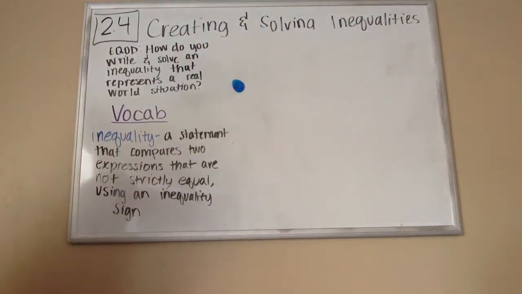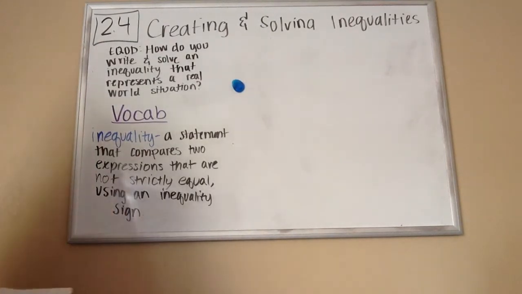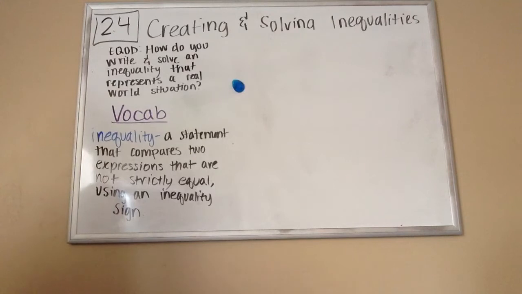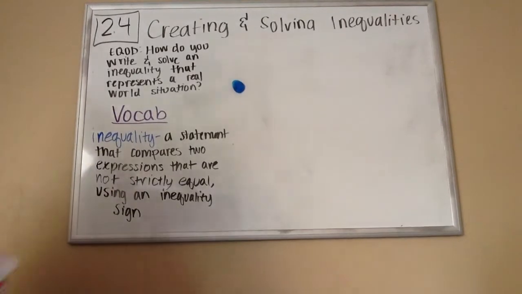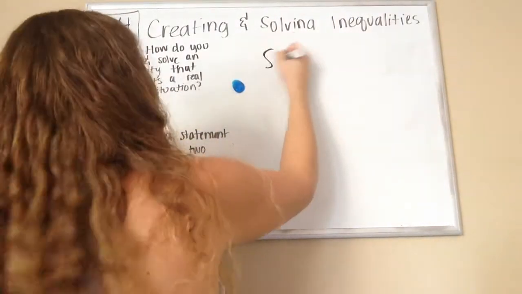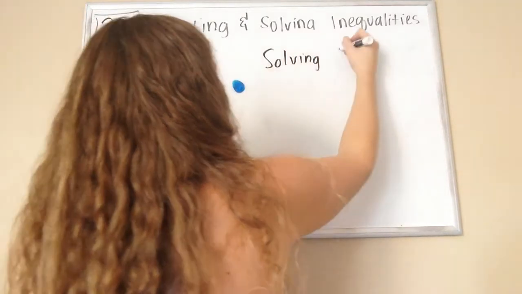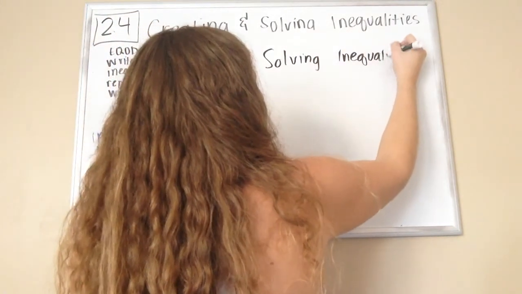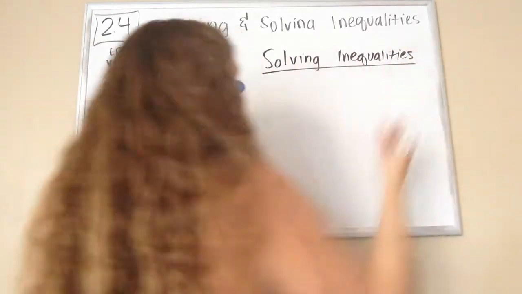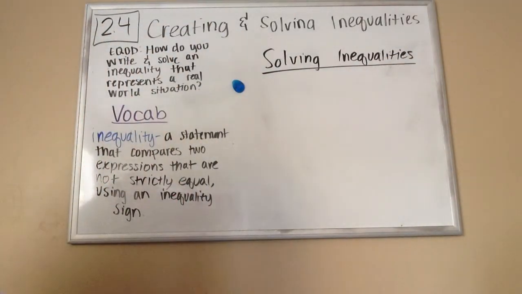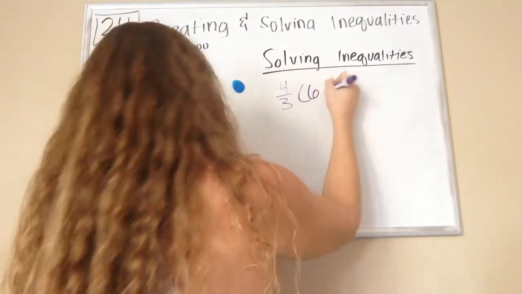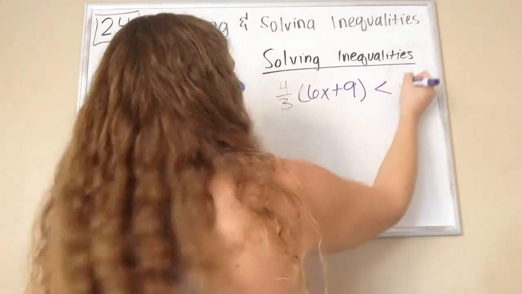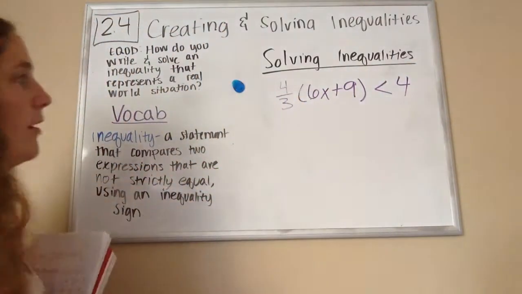The next one we're going to do is not going to be from a word problem. We're just going to go ahead and solve out one of the equations. We are solving out, so this will be a new title. We're no longer creating, we're just solving inequalities now. All right, and the one that we're going to do is 4/3 times (6x plus 9) is less than 4. So a little bit more complex.